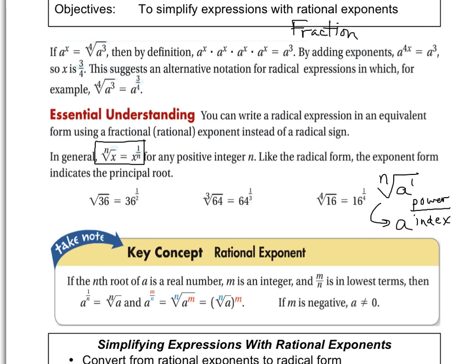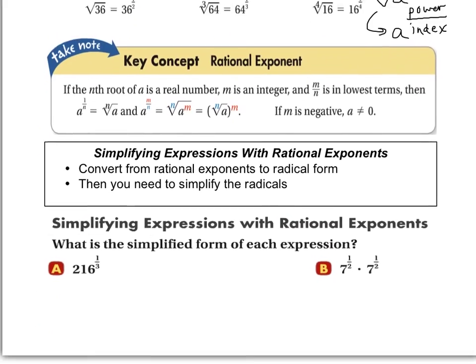Okay. So what you're going to have to be able to do is convert from radical form to exponential, and exponential to radical. You're going to have to be able to go back and forth. Okay. All right. So if the nth root of a is a real number, m is an integer, and m divided by n is in lowest terms. Again, as you look here, these are the same things going the other way. If I have a fractional exponent, I can write it as a root. Remember, the top number is the power of the base. The bottom number is the index. Okay? All right, let's take a look now at some examples.